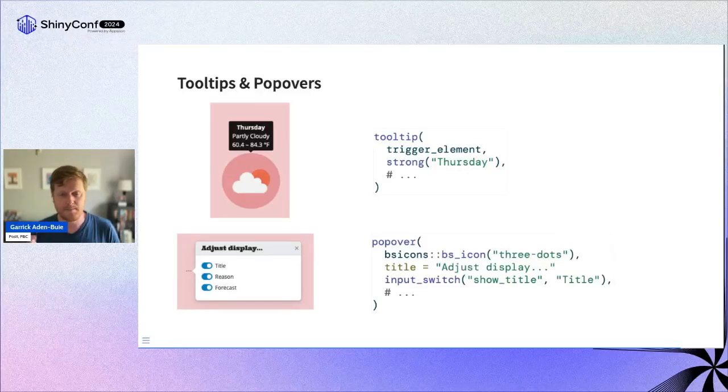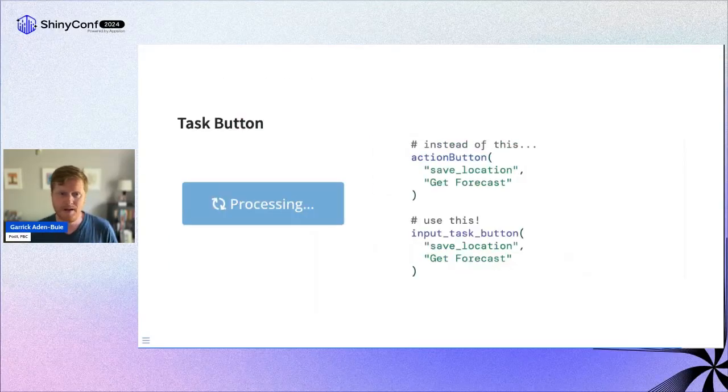And for something more persistent, where you actually have to click on an element like a button or an icon, you can use a popover. The popover is a great place to store hidden inputs or things that you want to make available to people, but you don't want it to clutter up your UI. And these work pretty well in cards too. This also gives me a chance to point out input switch, which is inside of this popover. Input switch is a nice way to have a toggle, so you could toggle title or reason or forecast on or off quickly. And then finally, I have input task button.